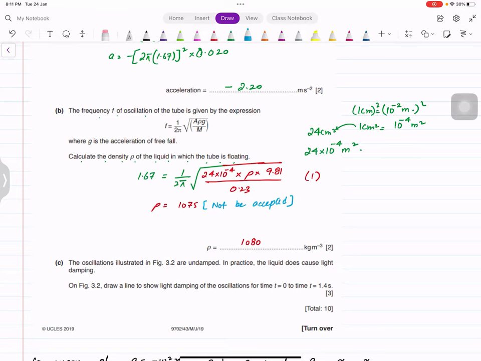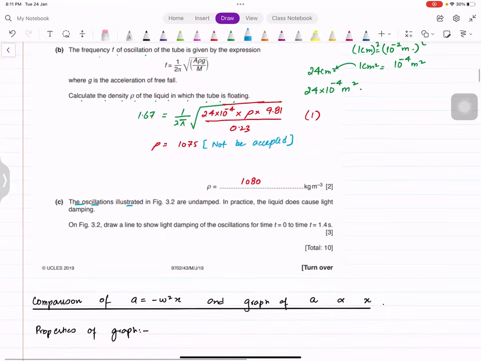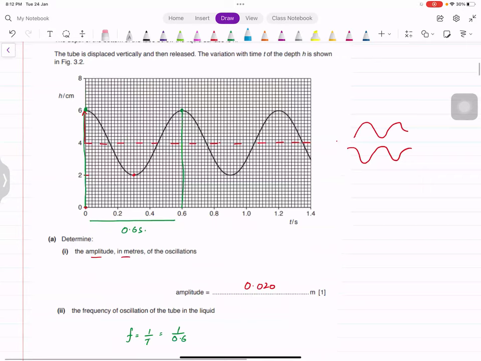Now it says the oscillations illustrated in 3 are undamped. Undamped means that they are basically at 100% energy. It says in practice, liquid does cause light damping. We're going to study this later, but right now I'm just going to solve this to complete it. It says show the damping from 1.4. Damping basically means the amplitude slowly decreases. The frequency never changes. You just need to show the gradual decrease in amplitude. You might have done this chapter already, so I just wanted to make sure that you know this. All right. Is that clear, everyone?